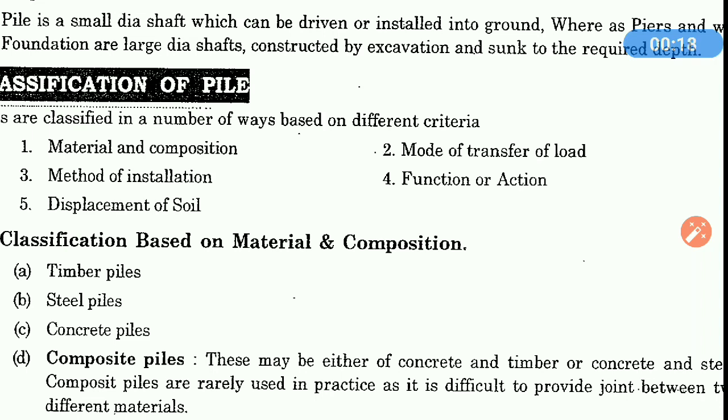So what is a pile? A pile is a small diameter shaft which can be driven or installed into the ground. Generally you will always find piles in circular shape, but they may be of square shape, or in the case of sheet piles, they may be sheet-like, having small thickness and a length that is great or large compared to the thickness.